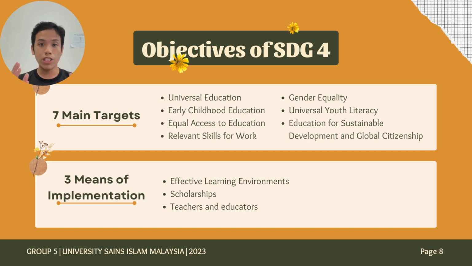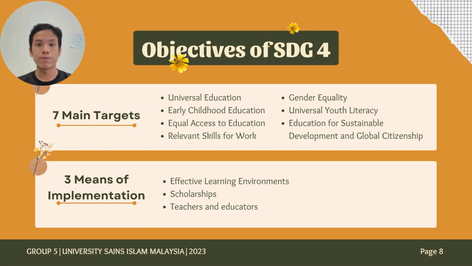UNESCO wants all younger generations to obtain an education before they enter primary school. Third, allow equal access for education. UNESCO wants all men and women to have an equal chance to apply for quality technical, vocational, or tertiary education. UNESCO, for the fourth one, wants relevant skills for decent work. This expectation of UNESCO wants the society to have a higher human capital value.